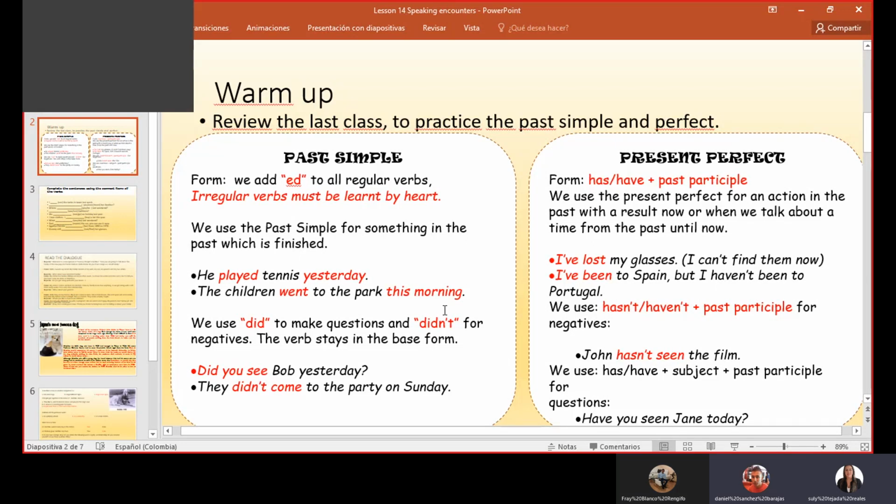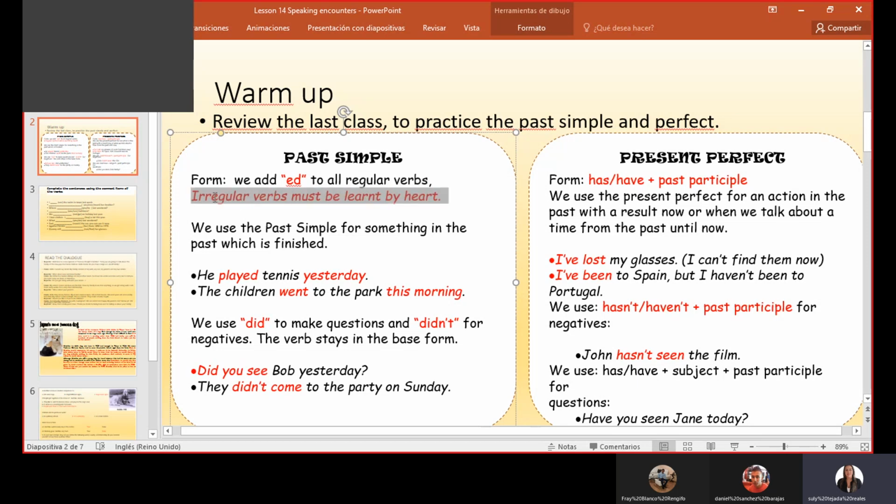Okay. Welcome to lesson 14. Let's start the class. This is a warm-up. We're going to review the last class to practice the past simple and the past perfect. And I'm going to read this. Past simple, like you know, we add ed to the end of the verb when we are talking about regular verbs. Irregular verbs, you must learn by heart.